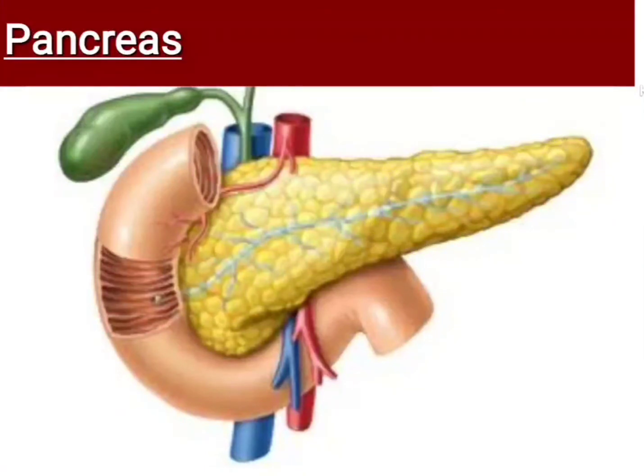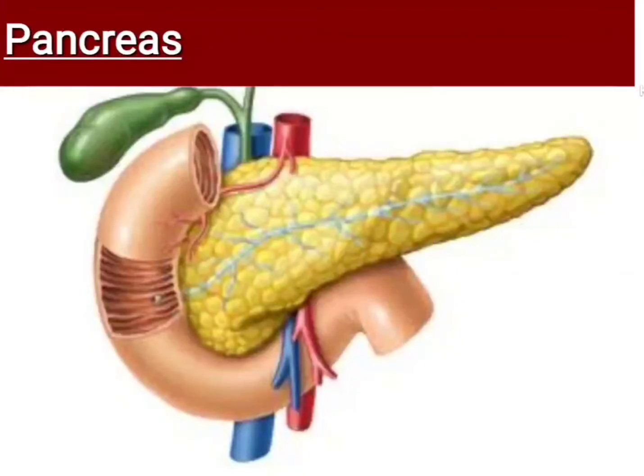So the pancreas is made up of head, neck and tail, and its length is about 6 to 7.5 inches in an adult human. It varies between male and female. In males, the pancreas is comparatively a little larger than in females. The head region is situated towards the right side of the abdomen, and the tail region is situated towards the left side of the abdomen.